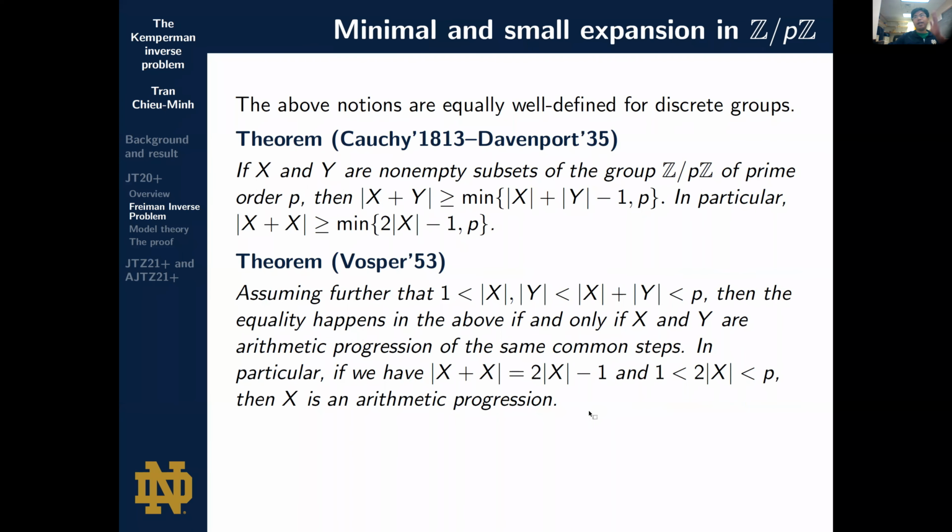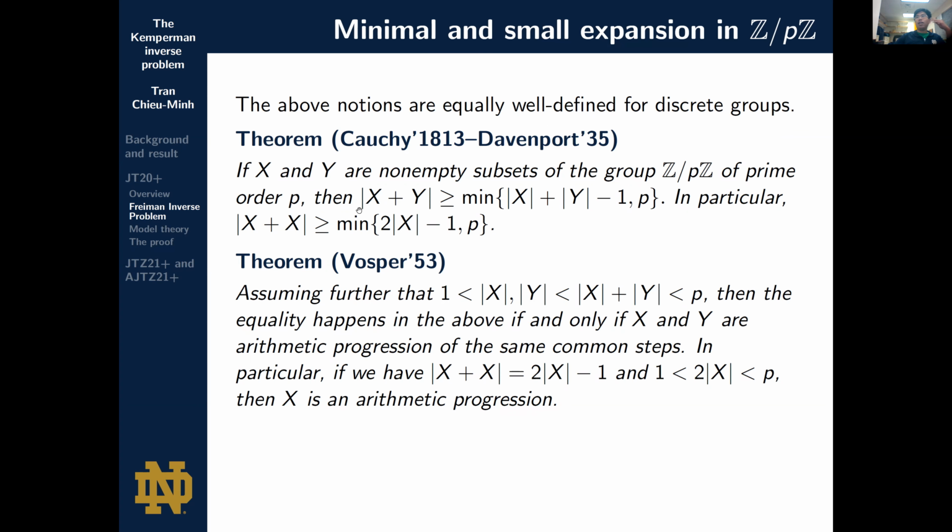To appreciate the relationship between many of these problems, perhaps let's look into a situation like the group of p elements. The group of p elements is not connected, so the Kemperman inequality does not quite apply to it. But notice that the other notions, like approximate group or the notion of small expansion set, you can still define for this situation.